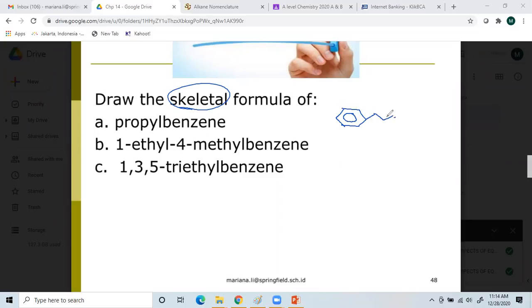Okay, 1, 2, 3. So this is propylbenzene. Okay, and then this is A. This is B, benzene again. One ethyl. So let's say this is ethyl. Number 4, 4 methyl. So it would be like this. This 1, 2, 3, 4. 1 ethyl, 4 methyl, benzene. We'll see.